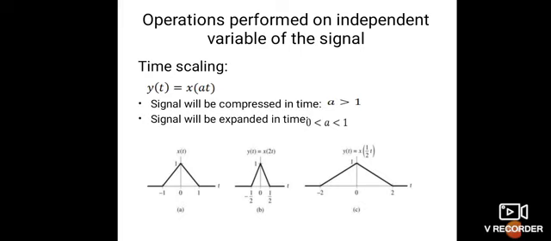Now if a is greater than 1, as I am showing, a is multiplied with the time axis, so the time axis gets doubled if a is equal to 2. So the signal is y(t) equal to x(2t). That means 2 is multiplied with the time axis, so the time scale is doubled. The time scale is stretched from -2 to +2, and previously it was from -1 to +1. So now if x(2t) is plotted, it is shown from -2 to +2.